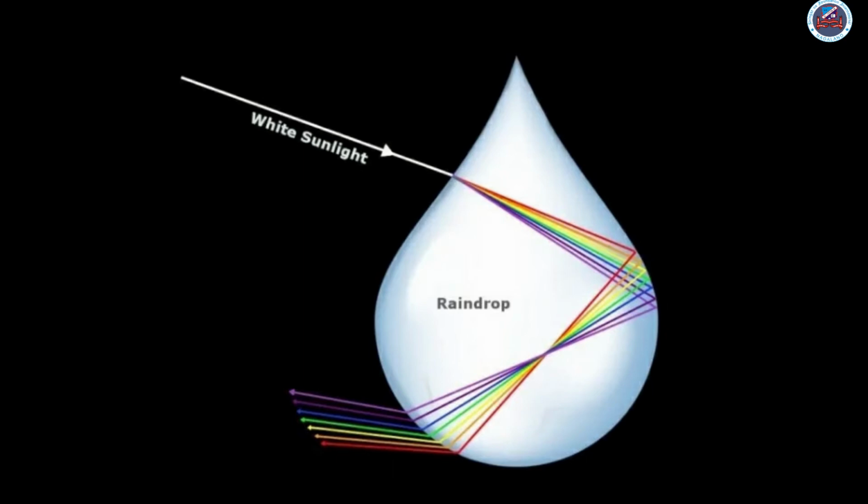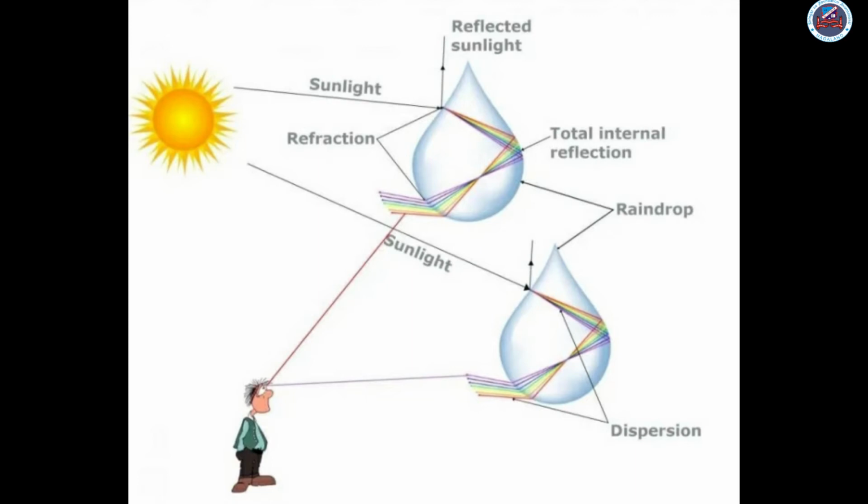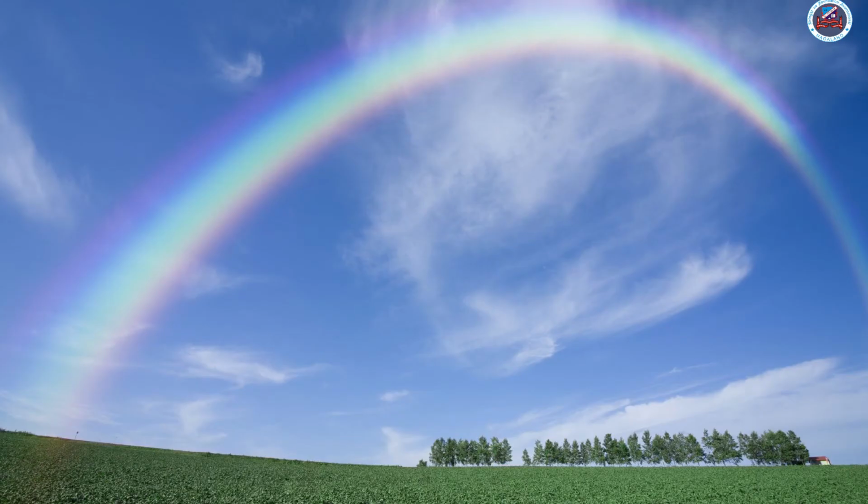The sun shines through the raindrops and light is refracted, giving a rainbow. This is also the reason why we see a rainbow after a rain. As the atmosphere is full of tiny water droplets, the sunlight hits these raindrops and a rainbow is formed.